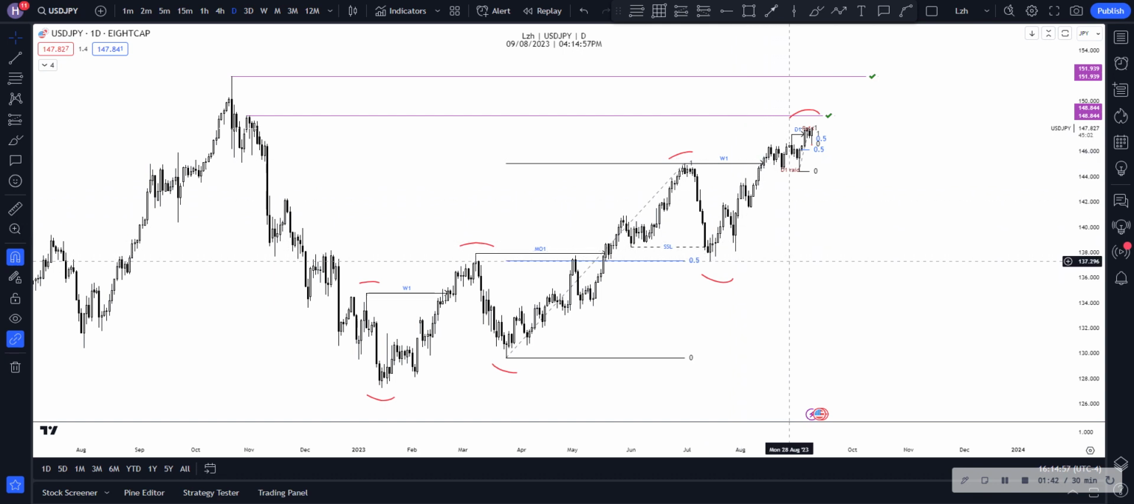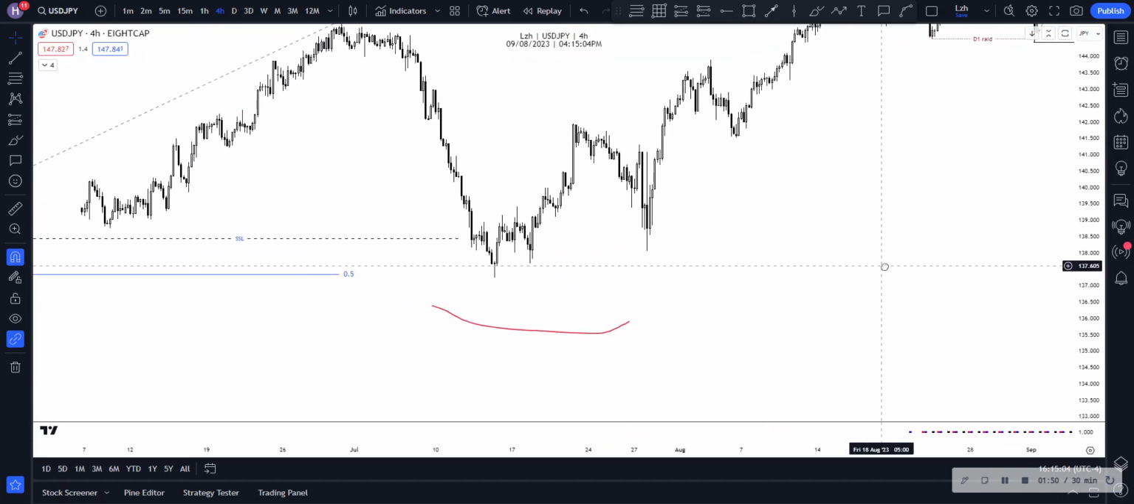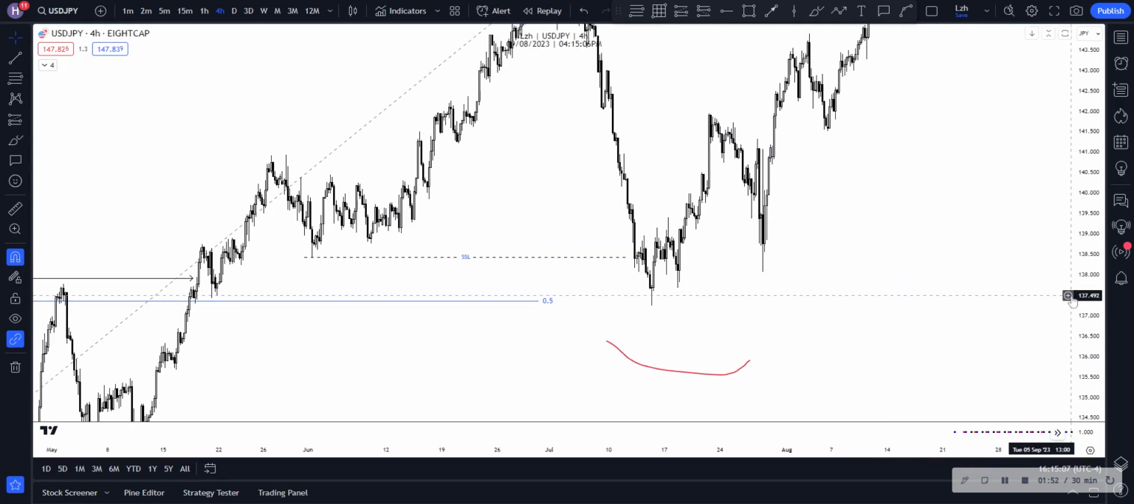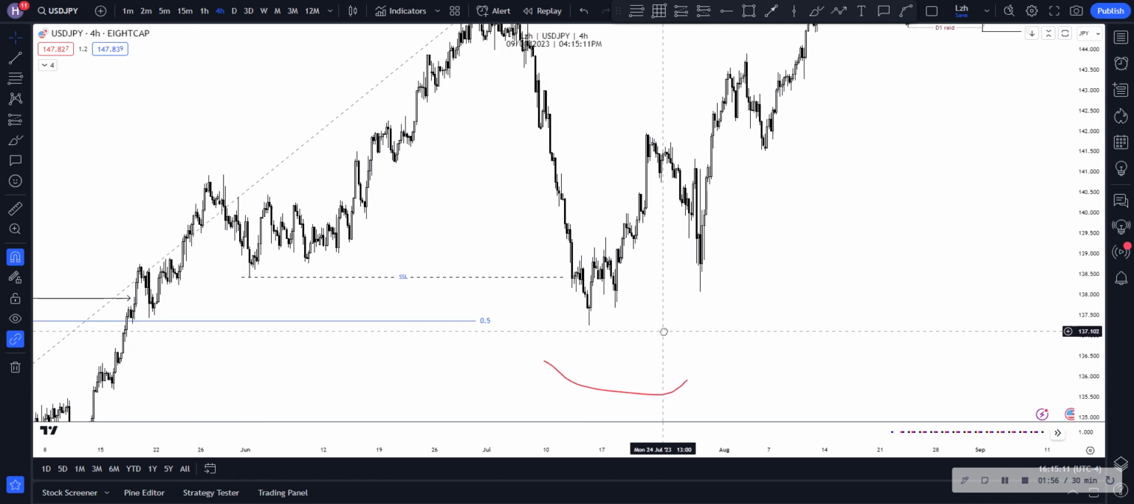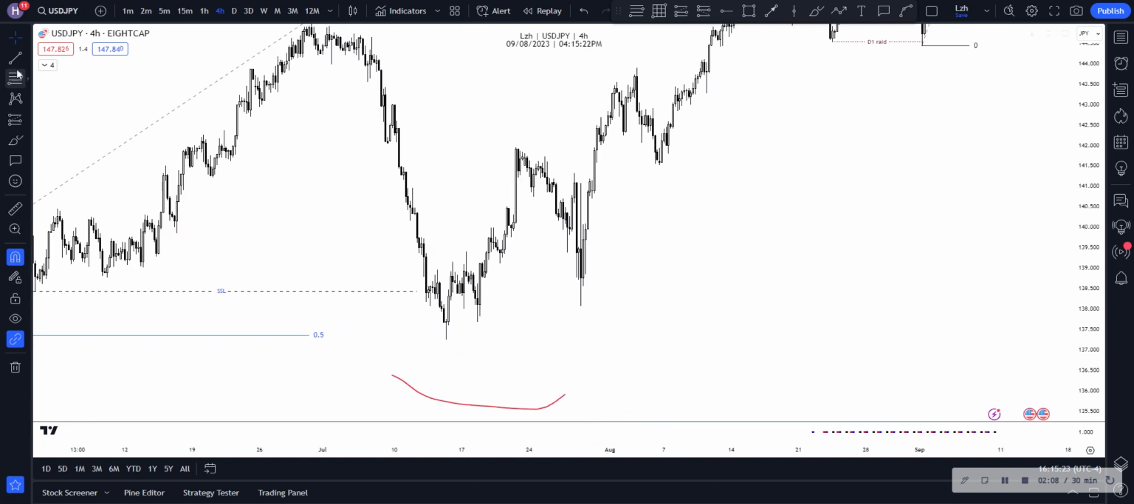So if you go down to 4 hour, all these are liquidity, right? And right after taking out all this sell side liquidity, price immediately broke up to the higher point, leaving a lot of imbalance behind here. So internally, this will be the low, higher high, higher low, higher high again.